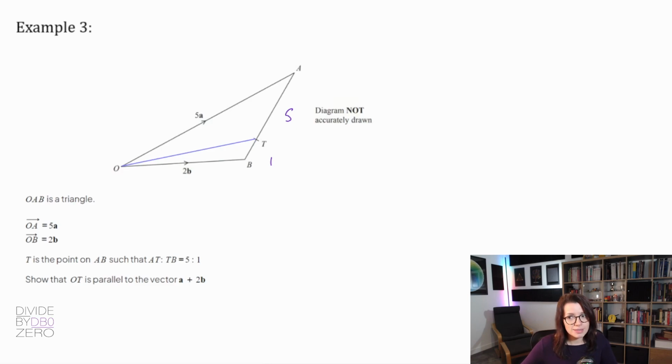And if we want to show that it's parallel, let's consider it as a vector. So vector OT, let's think about a path that will get us from O to T. Different ways of doing this, but the way that I'm thinking of here is to go across there and then up there. So I'll just make a note of that. To go from O to T, we're going to go OB plus BT. Now let's fill in what we know. So vector OB is 2B, and then BT is actually 1/6 of BA.